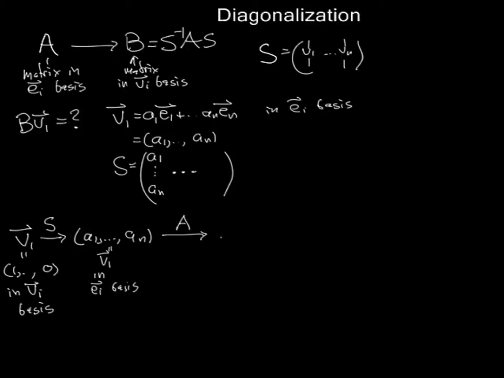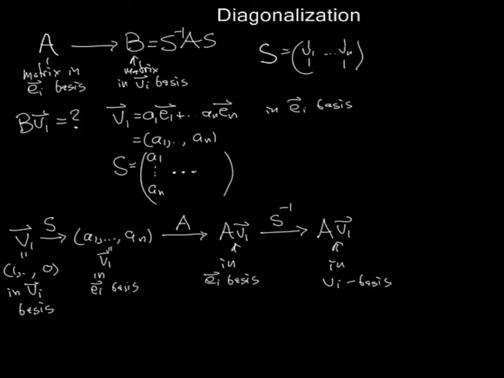Well, since A is with respect to the standard basis, you get A applied to V1 in the basis of the Eis, and then you just apply S inverse again to get you back this vector in the basis of the Vis. So that's how this works. You change basis twice. You go once in one direction and once in the other with A in the middle. And if you look at these operations in order, you're applying S and then A and then S inverse, and so the matrix is S inverse A times S.